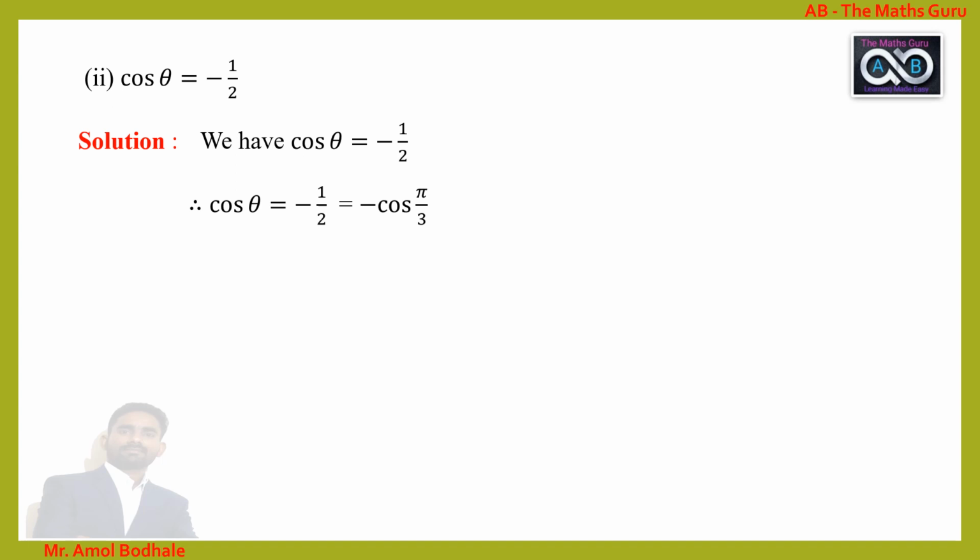So we cannot compare here. So we must convert this negative cos angle in terms of positive cos. So that's why we must think about in which quadrant cos theta is negative. We know that cos theta is negative in the second and third quadrant. So the angle that lies in the second quadrant can be written as pi minus some angle, and the angle that lies in the third quadrant can be written as pi plus angle. So we can use any one.